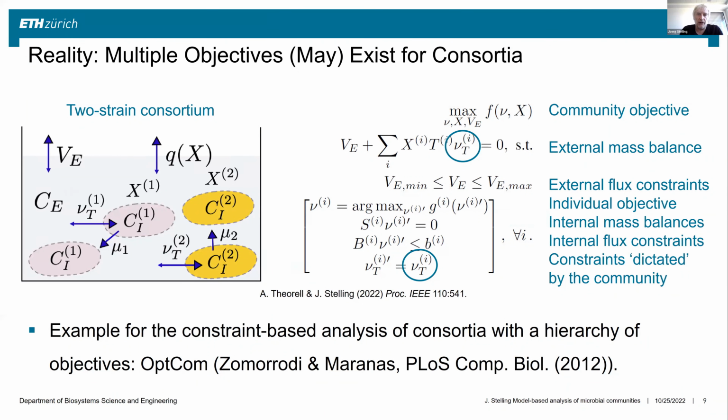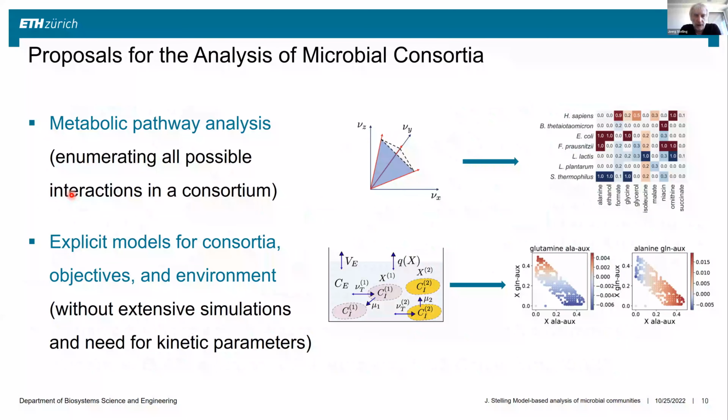And essentially there are two proposals. One is to use metabolic pathways for this. So essentially trying to enumerate all possible interactions in a consortium that are consistent with the internal workings and the exchanges. So this is really in the spirit of metabolic pathway analysis, where we try to characterize the entire flux space that is feasible. And from that, we try to make inferences on which interactions are likely to exist or cannot exist in a particular consortium.